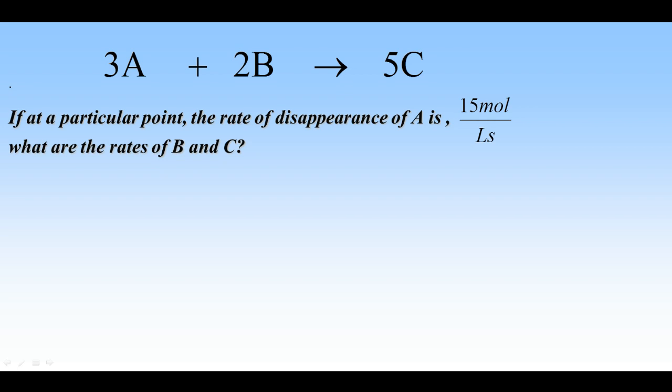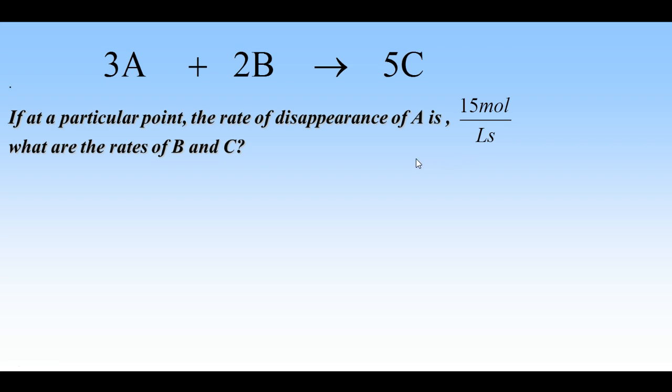Let's do an example to show how the reaction rates for reactants and products relate to each other. We have a reaction 3A plus 2B go to 5C. If at a particular point the rate of disappearance of A is 15 mole per liter second, what are the rates of B and C?